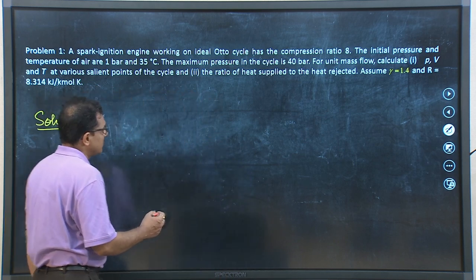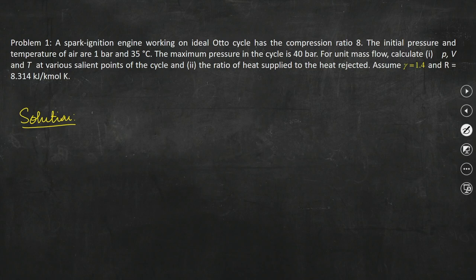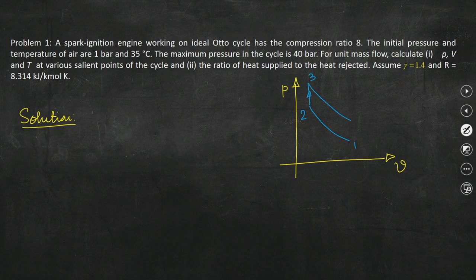So, we have learned that if it is SI engine, then we can have the PV diagram. And if we try to map the processes, then we know that this is 1, this is 2, this is 3, final point is 4. So, 1, 2, 3, 4, we have mapped all the processes.